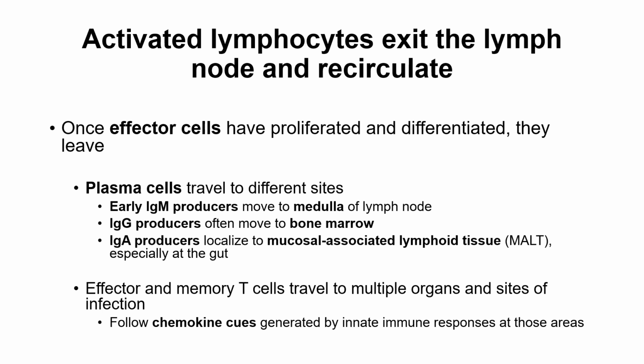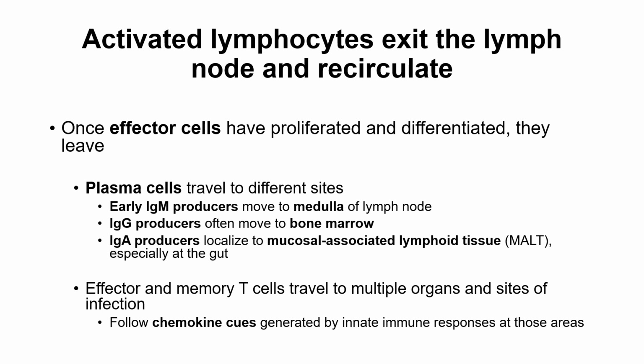The effector cells for T cells, the CD8 positive T cells in particular, travel to the sites of infection following chemokine cues. And these are going to set up a kind of gradient that these cells are going to follow through the body. So they'll be able to sense and respond to increasing concentrations of these chemokines in the bloodstream.